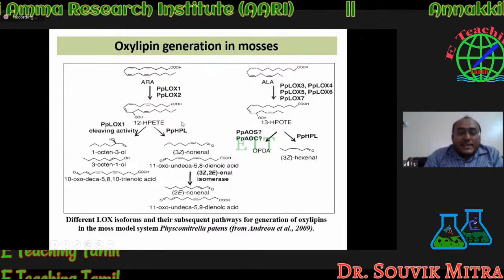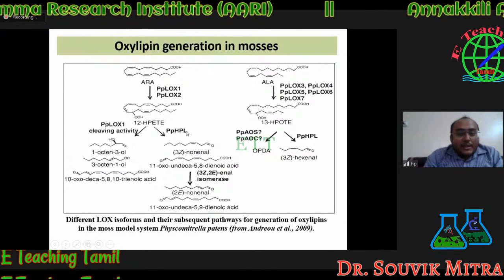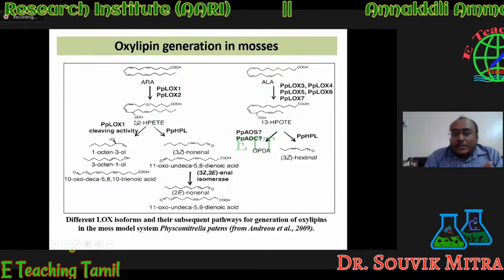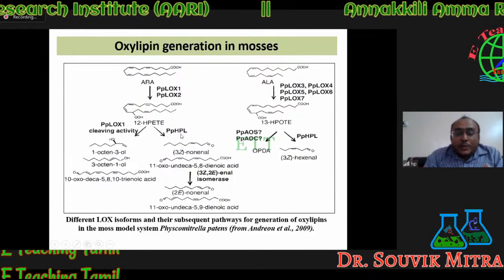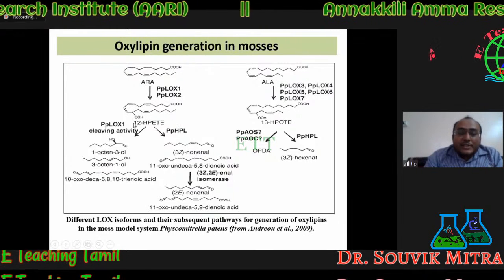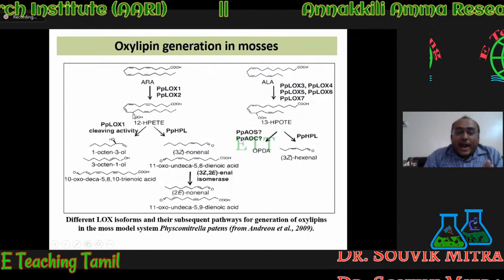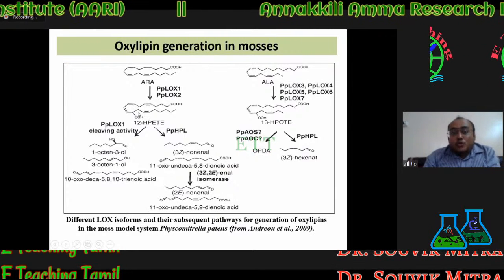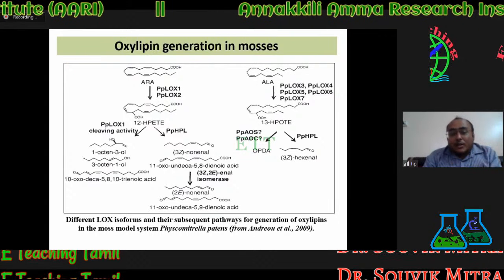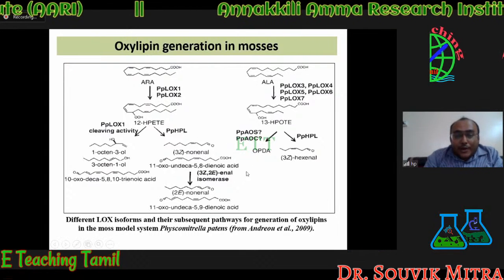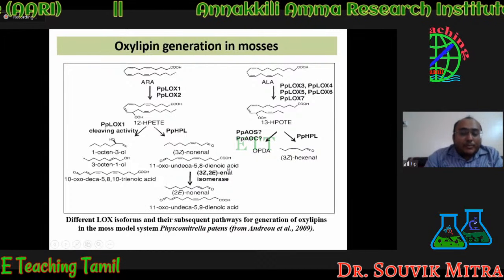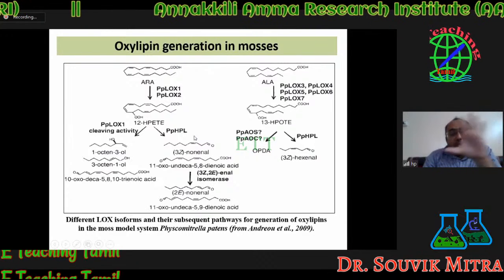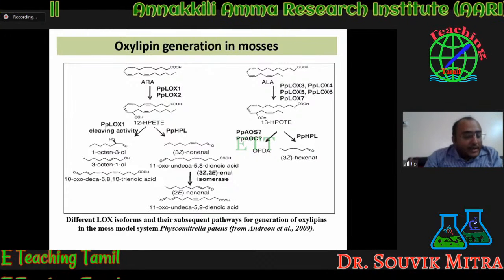The function of this HPL is to cleave the hydrocarbon chain at the position where hydroperoxygenation has occurred. That is why you will get two compounds of different carbon chain lengths: a 9 carbon compound and an 11 carbon compound. So this type of metabolites will altogether form, and all these compounds will constitute these free oxylipins.